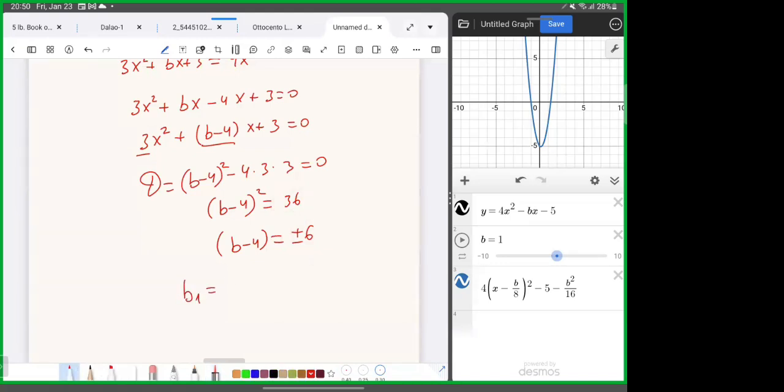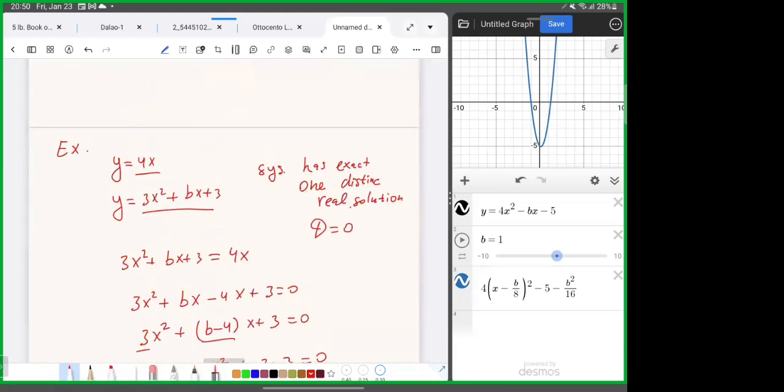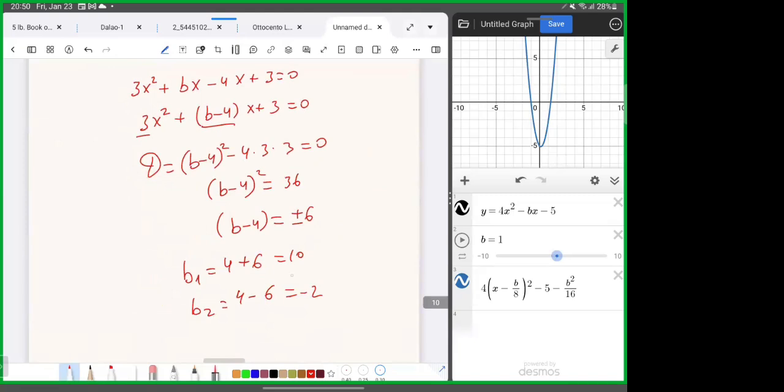b1 equals 4 plus 6, since minus 4 goes to this side with a positive sign, or b2 can be 4 minus 6. So it is 10 or minus 2. But since b is positive according to the problem, we don't take this option. We will take b equals 10.